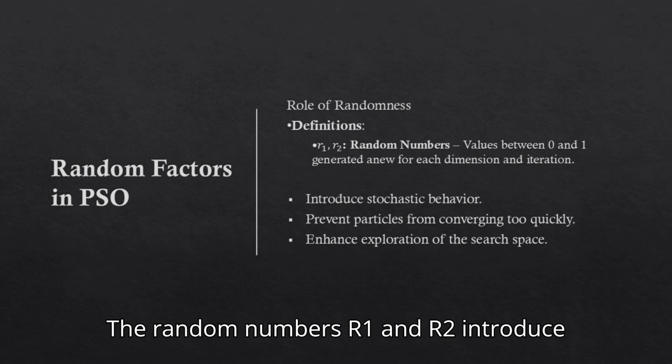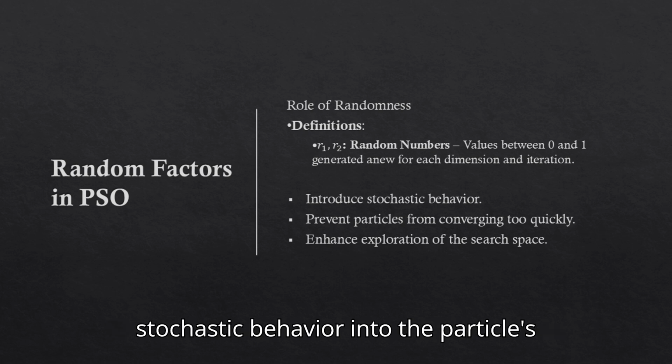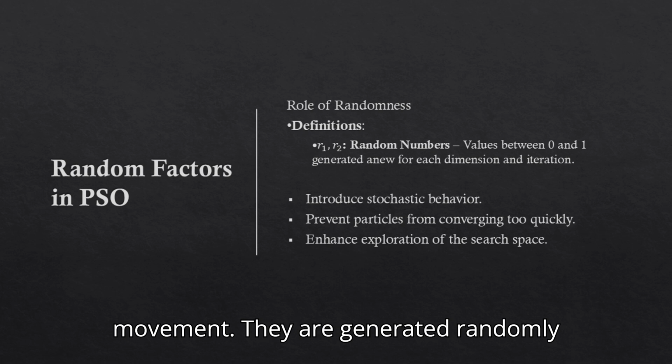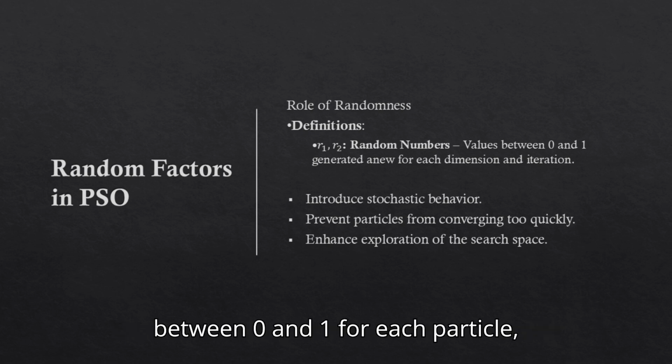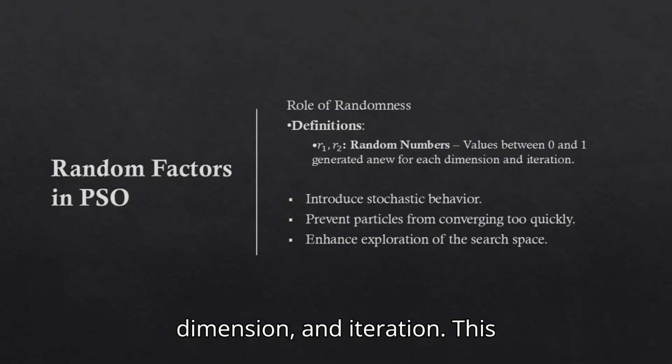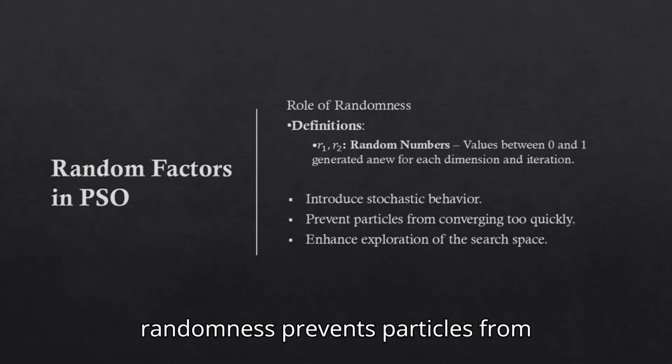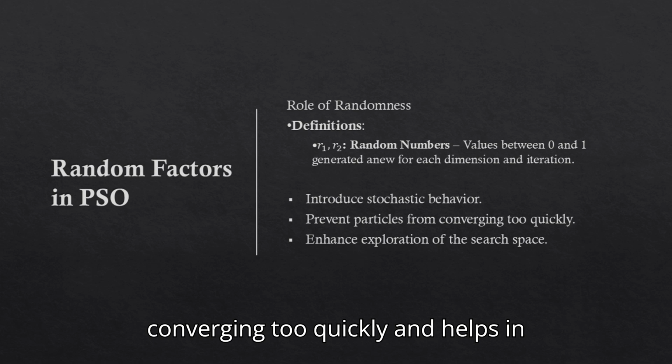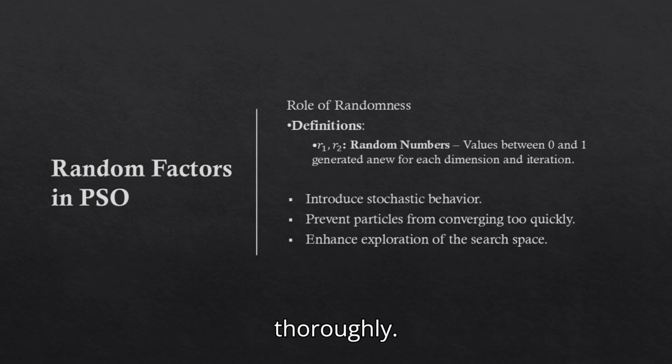The random numbers R1 and R2 introduce stochastic behavior into the particle's movement. They are generated randomly between 0 and 1 for each particle, dimension, and iteration. This randomness prevents particles from converging too quickly and helps in exploring the search space more thoroughly.